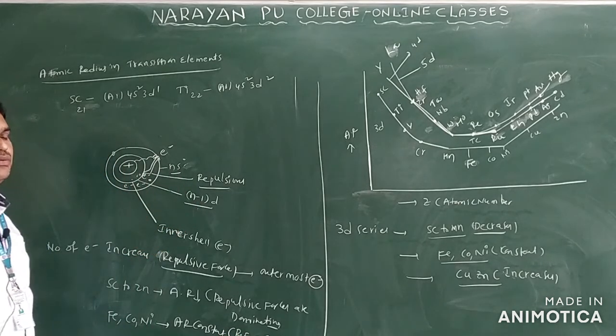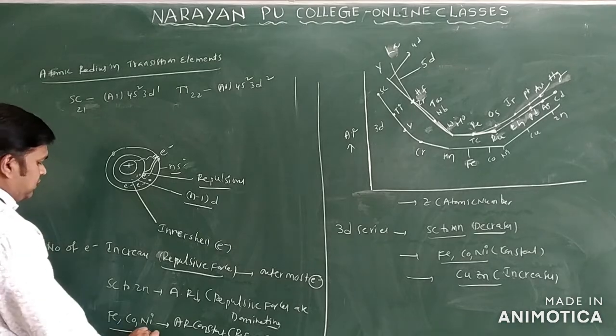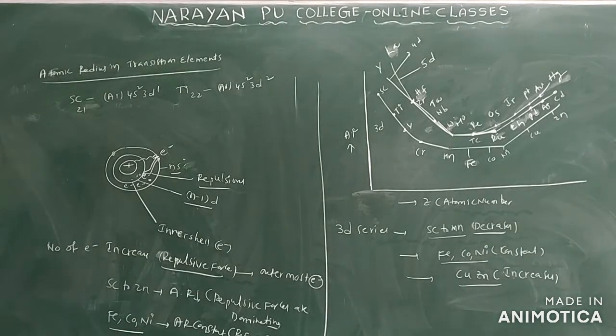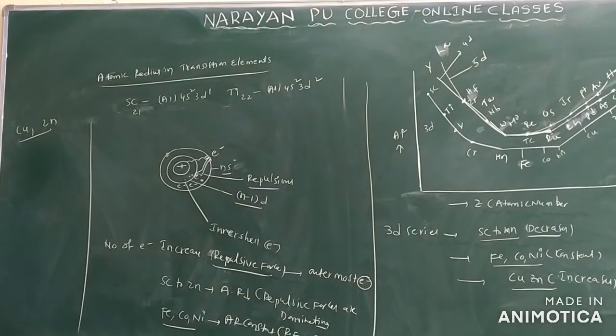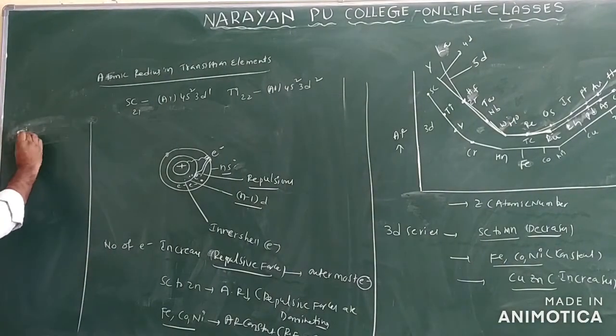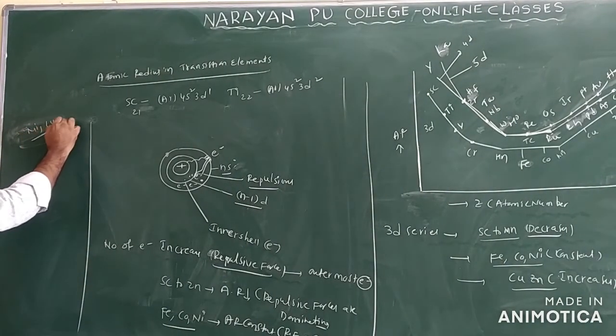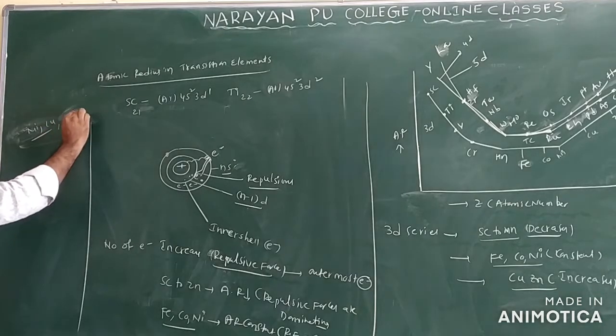Why am I telling you here that repulsive forces are equal to attractive forces only? Particularly for which elements here? Iron, cobalt and nickel only. But come to the next elements. What are the next elements? We have copper and zinc only. Nickel, copper, zinc are there.